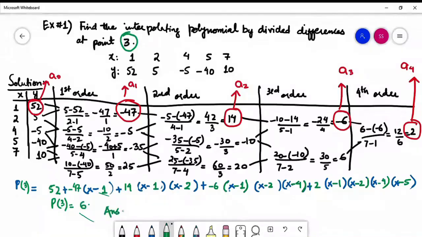So this is all about Newton's interpolating polynomial by divided differences. And I hope that you understand.